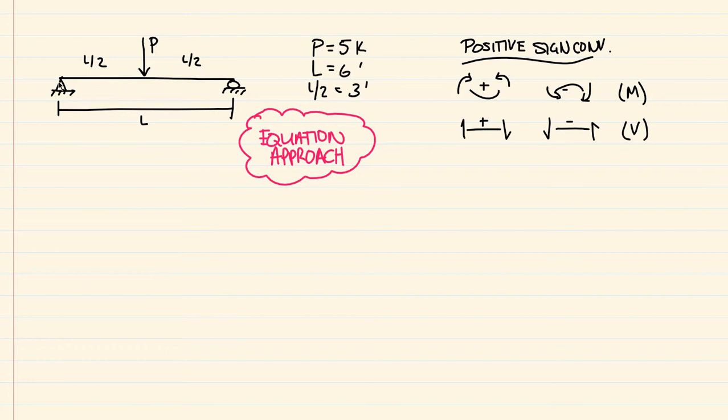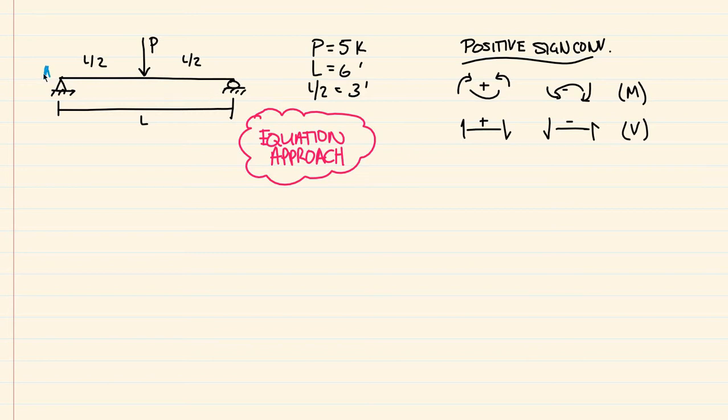So maybe between this pin and this point load, we can come up with one equation, because there's really no loading between the pin and this first point load. And then maybe we can come up with another equation from this point load to this roller support. So now we have two different equations, and we can use those equations to come up with the shears and the moments for this beam.